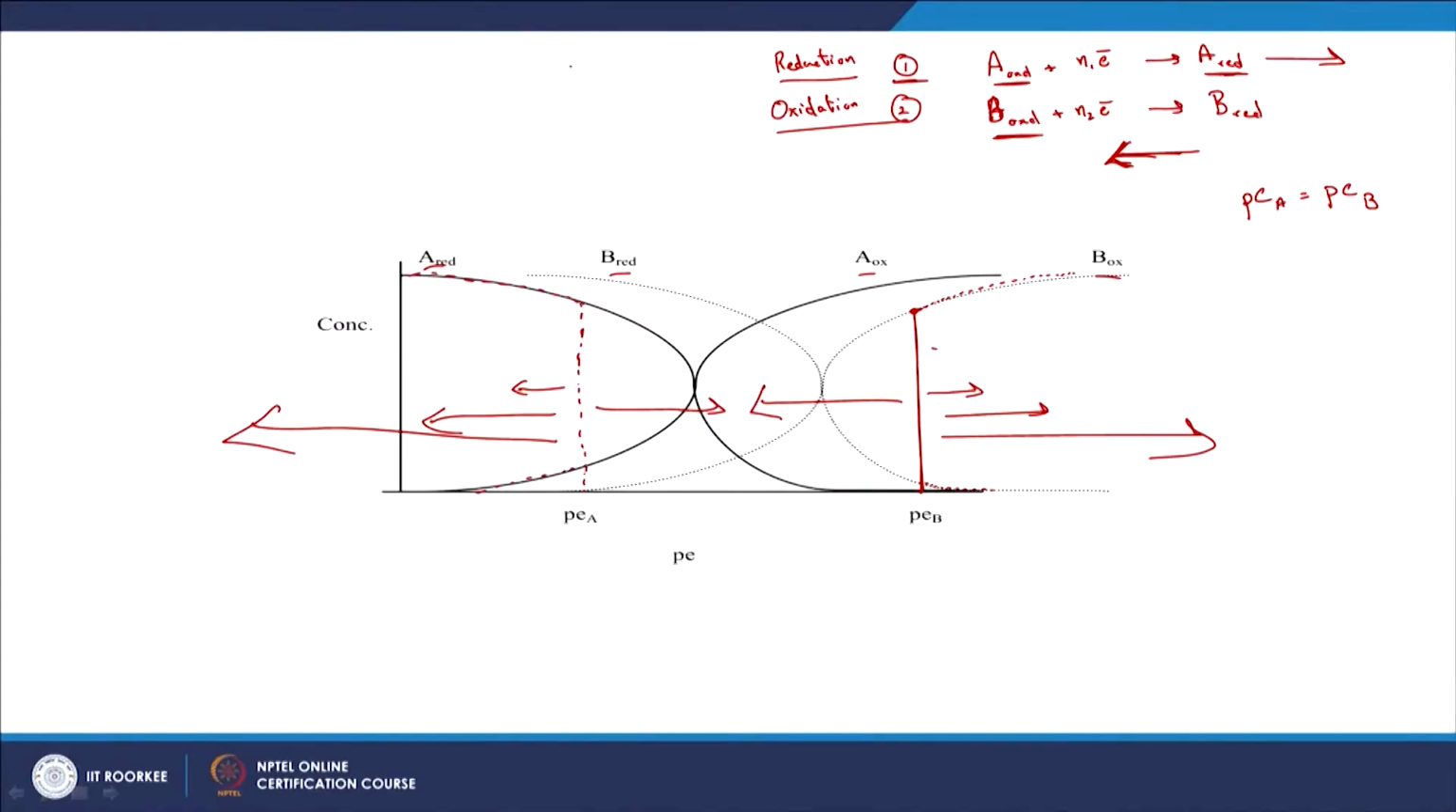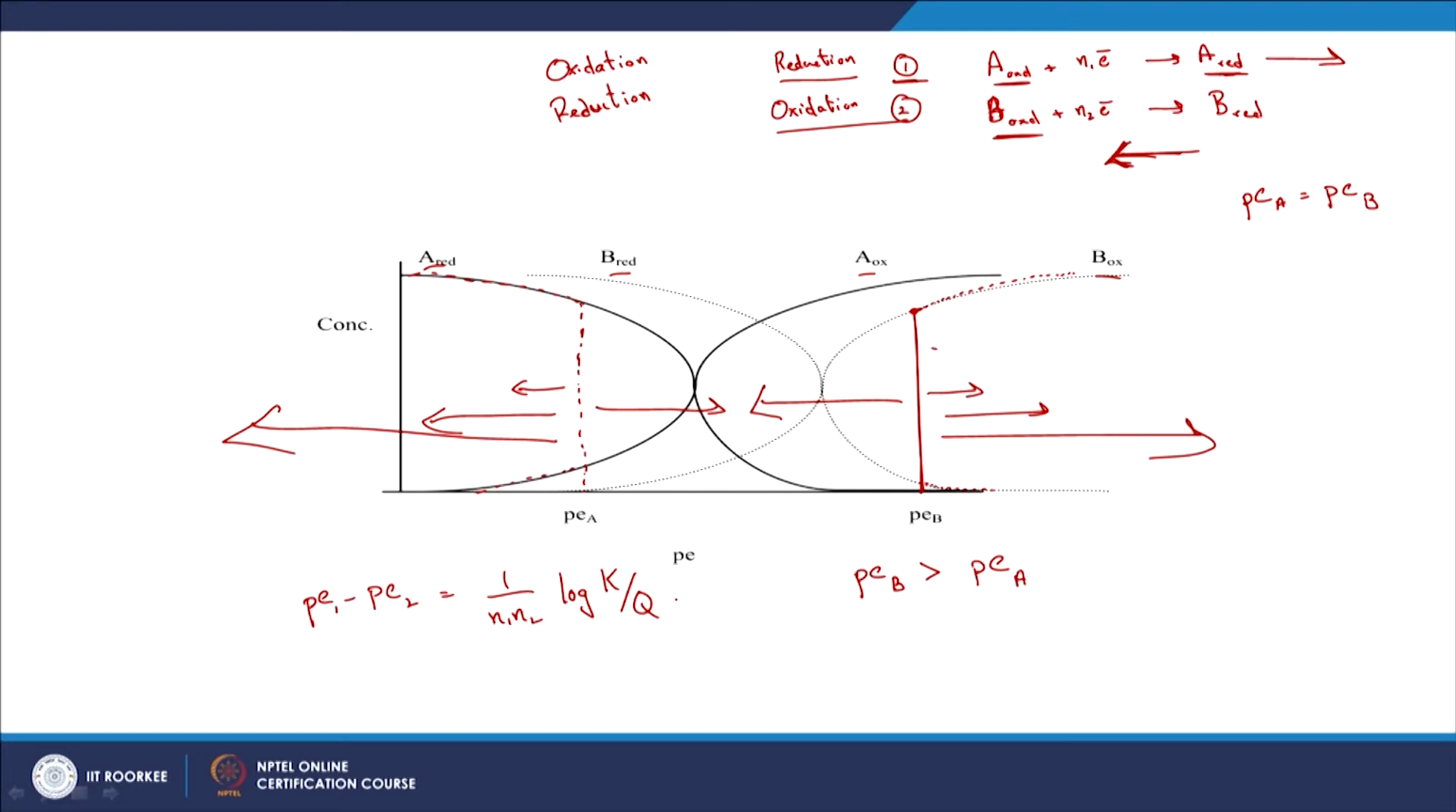We need to consider that 1 would go as oxidation, and 2 would go as reduction, in this particular case. And why is that? That is because PE of B was greater than PE of A, and that is similar to what we discussed earlier too, as in PE1 minus PE2 is equal to 1 by N1 N2 log of K by Q. This is what we discussed earlier.